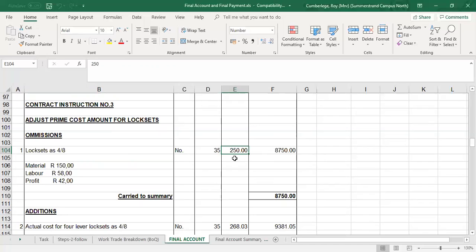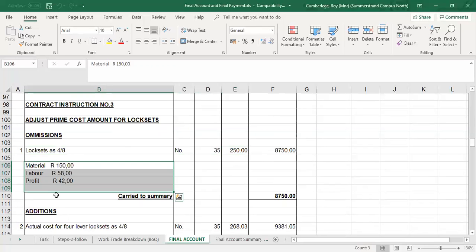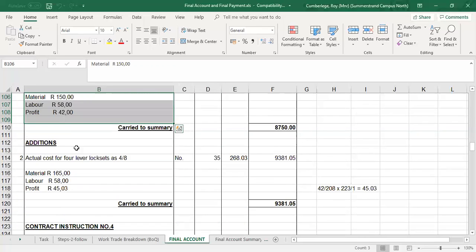So at that tender stage, we don't know how you got to this 250. All that we gave the contractor was the 150 in the description for the prime cost, and the contractor inserted 250. Only now in the final account, I need to ask the contractor how he got to that 250. So the contractor gives me that breakdown, and based on the given breakdown, I am now in a position to calculate the new rate.